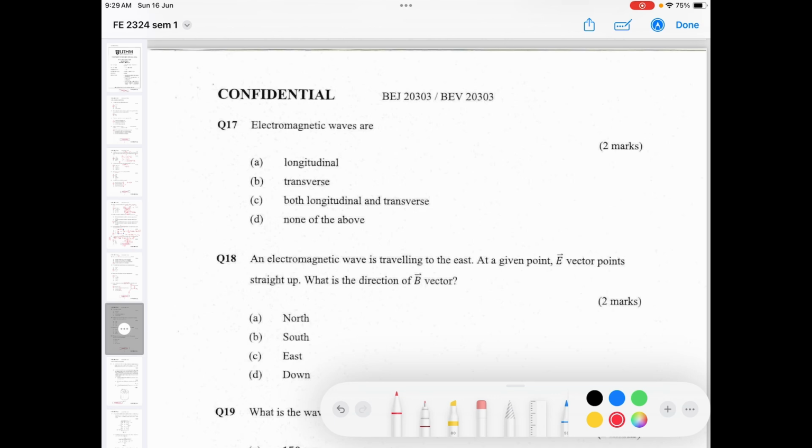Electromagnetic waves are longitudinal, transverse, both longitudinal and transverse, or none of the above. Transverse, that is the answer.